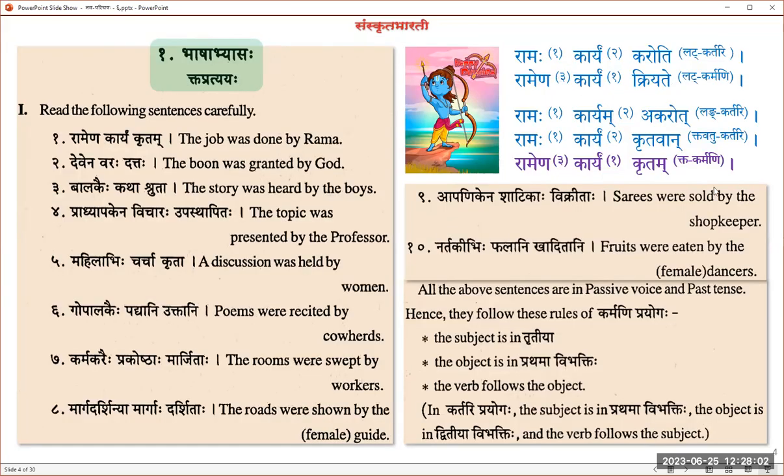Okay, what do I have there? Ramaha karyam karoti, lat kartari. Ramena karyam kriyate, lat karmani. Then Ramaha karyam akarot, lang kartari. Ramaha karyam kritavan, ktavatu kartari. Ramena karyam kritam, kta karmani. So this one is very useful because it is showing us how lat kartari, lat karmani, and lang karmani I should have probably added there.